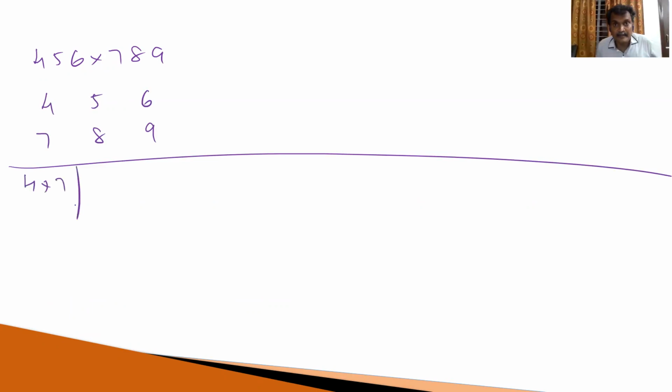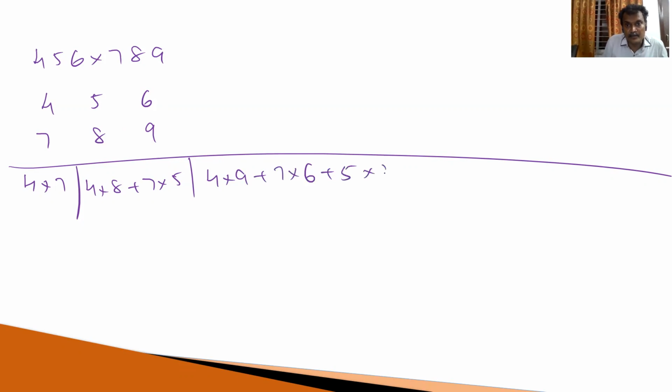What is the next step? 1,000. How to get? 100 into 10. 4 into 8 plus 7 into 5. What is the next step? 100. How to get? 100 into unit. 4 into 9 plus 100 into unit, 7 into 6 plus 10 into 10, 5 into 8.